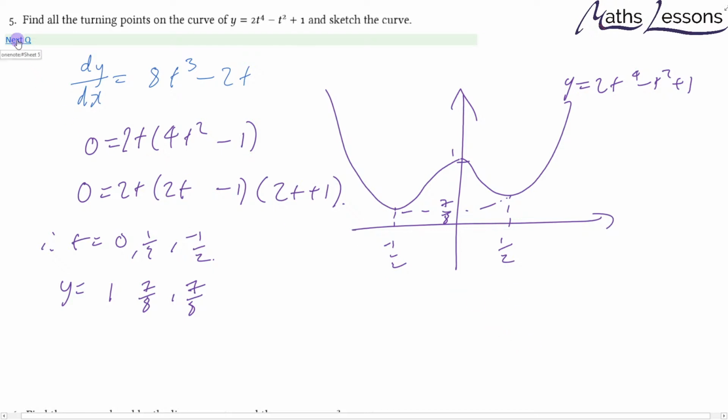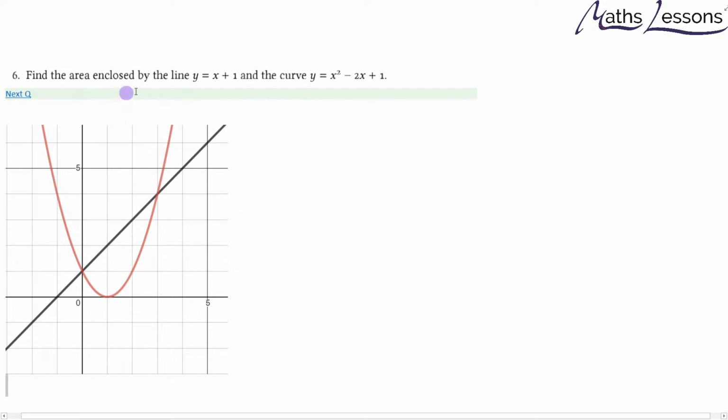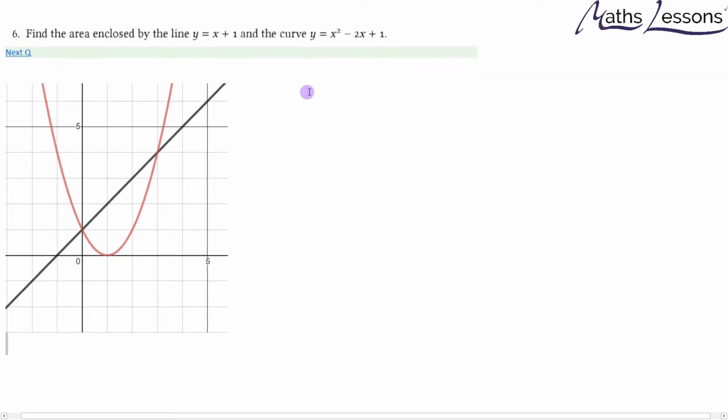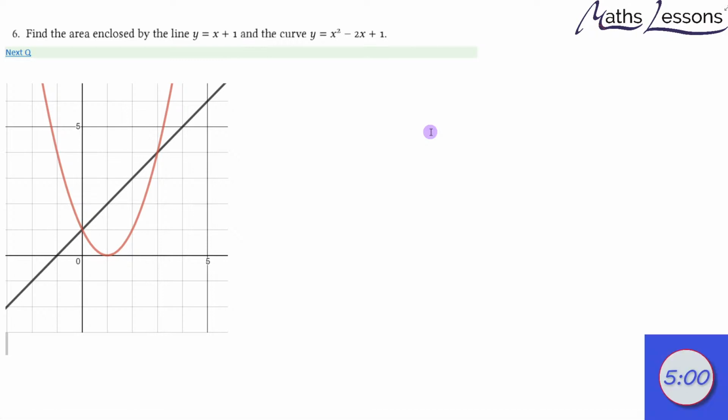Right, next question. Find the area enclosed by the line y equals x plus 1 and the curve y equals x squared minus 2x plus 1. Just drawn them on here to help you and also to help me when I do my answer. So here you go, 5 minutes. Actually, you should take less. I'm going to switch that to 3 minutes.